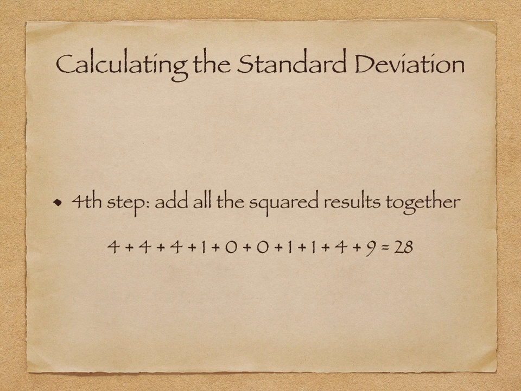The next step, the fourth step, is when you add all the squared results together. Therefore, you add 4 plus 4 plus 4 plus 1 plus 0 plus 0 plus 1 plus 1 plus 4 plus 9, and it gives you a total of 28.